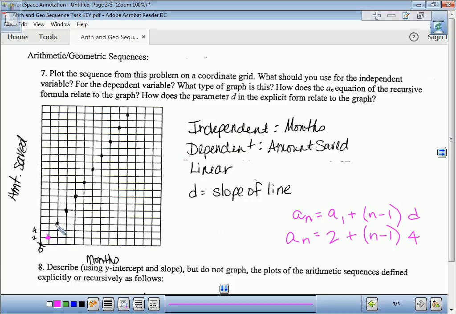From here we go up 4 over 1. Up 4 over 1. Now on my graph, I had different counting numbers on the axis. I counted by 2s on the vertical axis. And that vertical axis represents the amount we have saved. And I counted by 1s on the horizontal axis, and that represents the number of months. Okay, so that horizontal is the months, the vertical is the amount saved. It ends up being a straight line. And the D ends up representing the slope of the line. Make sense?